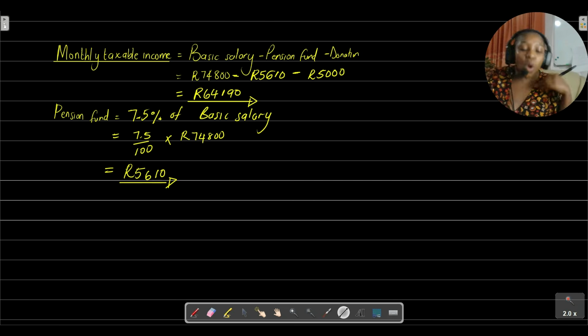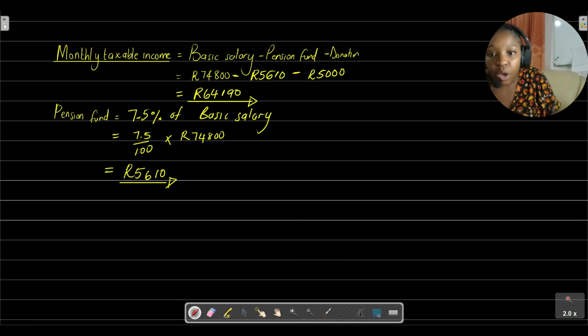So what does this mean? The total monthly salary that we can use to determine the tax that Mr. Parker is supposed to pay is this 64,190. Okay, so now if you want to then go to the tax table to calculate the amount of tax that you need to pay, what can we then do? We will just determine what? His annual taxable income. How do you get the annual taxable income? We'll take that 64,190, we multiply it by 12.